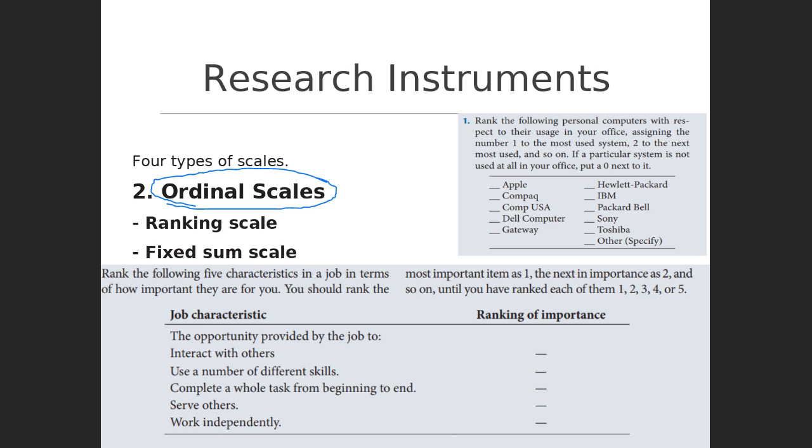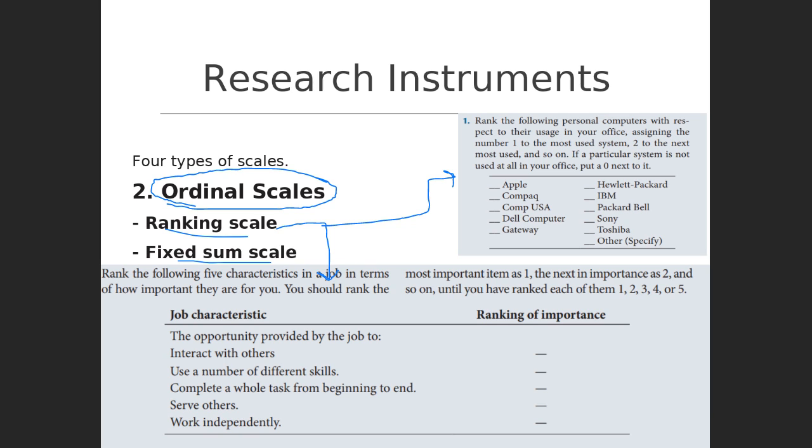The ordinal scale goes beyond assigning subjects to different categories to providing information on how respondents distinguish these categories by rank ordering them. So these are the two major types of ordinal scale: the ranking scale and the fixed sum scale. These are the two main types of the ordinal scale. The examples here are concerned with the ranking scale. The example of fixed sum scale will be provided in the next slide.